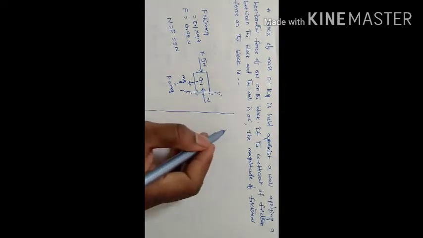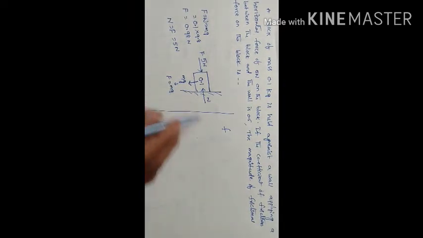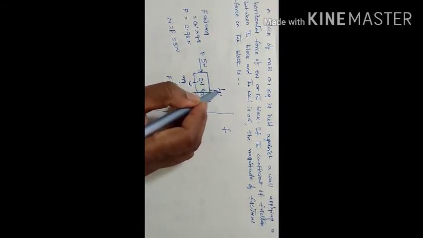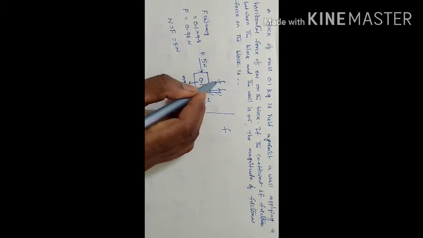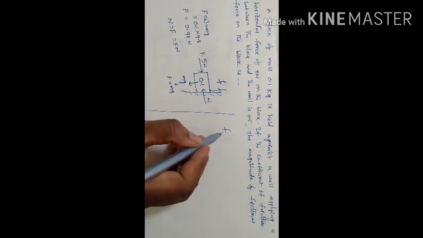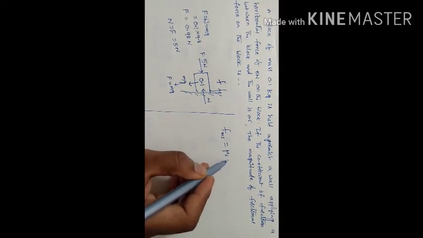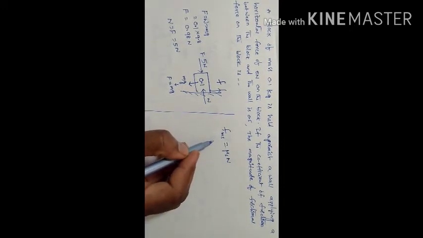Now I am going to calculate. Before that, the weight of the body acts downward and there exists one frictional force acting in the upward direction. We need to calculate the frictional force between the block and the wall. So F maximum static friction equals mu s N. What is the mu s here?